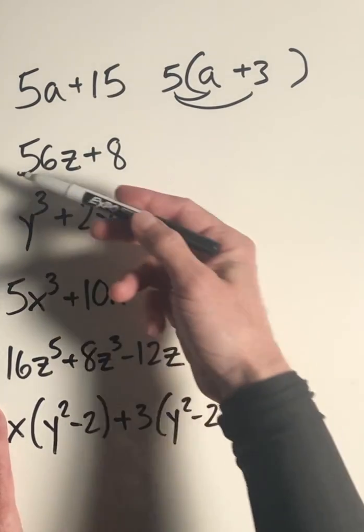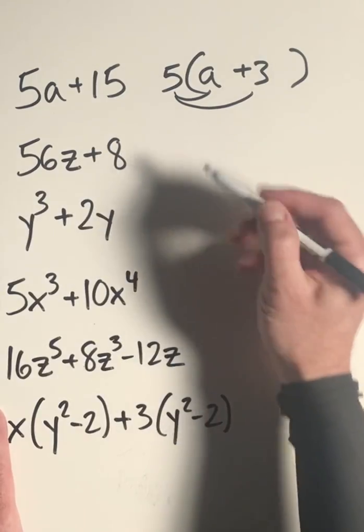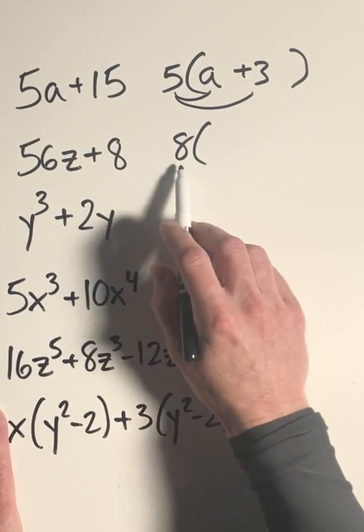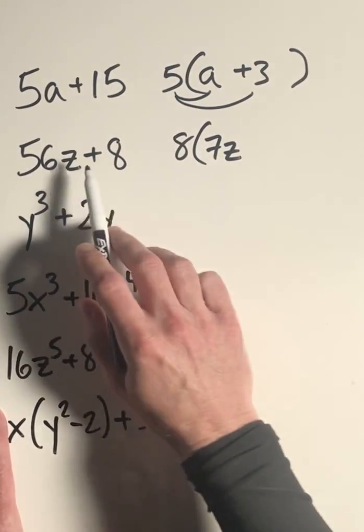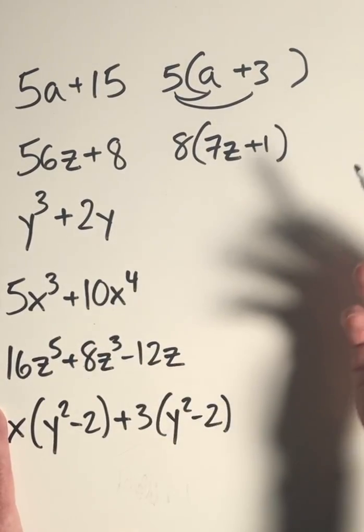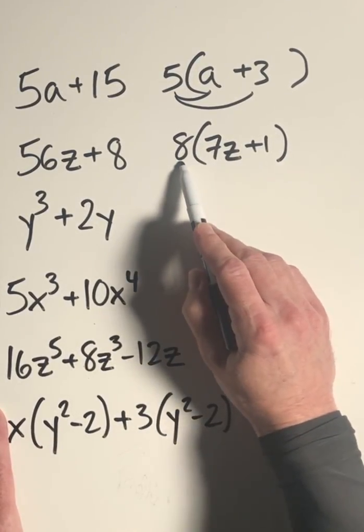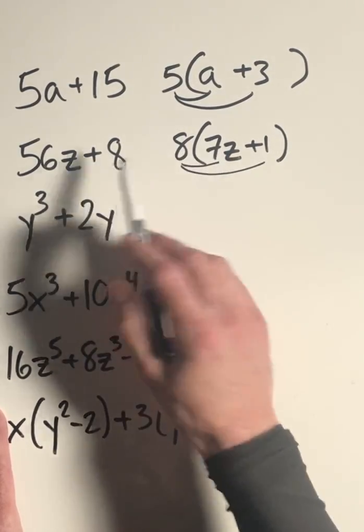Looking at this binomial, 56z plus 8, the greatest common factor between the numbers is 8. And 8 goes into 56z 7z times. And 8 goes into 8 positive 1 time. We can check this again by distributing. 8 times 7z would be 56z, and 8 times positive 1 would be positive 8.